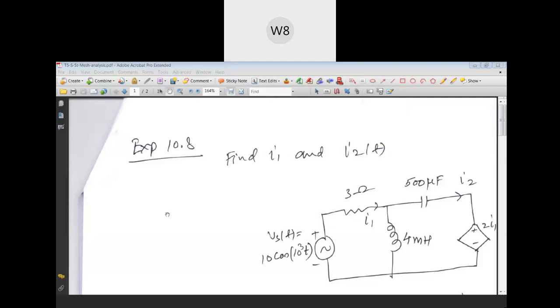Okay, so here you can see that we have a network which has resistor, capacitor, and inductor, and then we have one dependent source and one independent source, which is 10 into cos 1000 t, a sinusoidal source. So our objective is to find the time varying current that will flow through this 3 ohm and through this 500 microfarad capacitor.